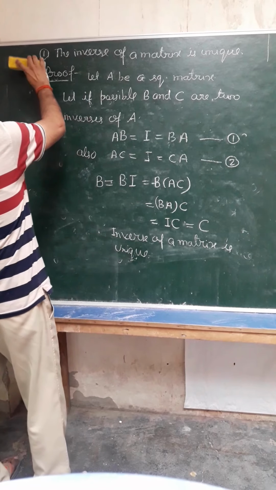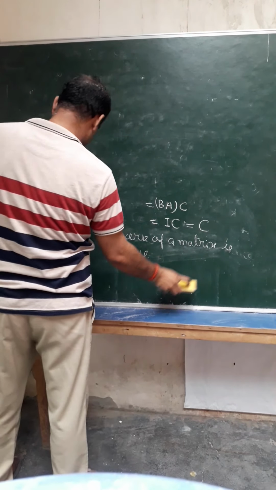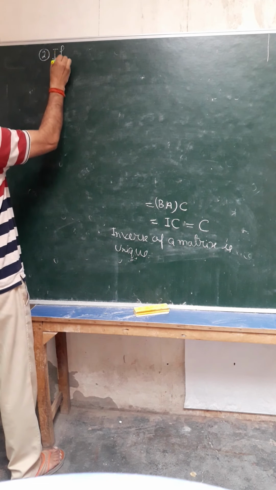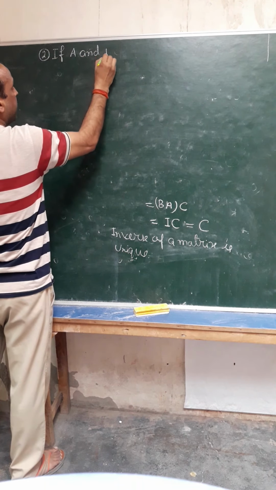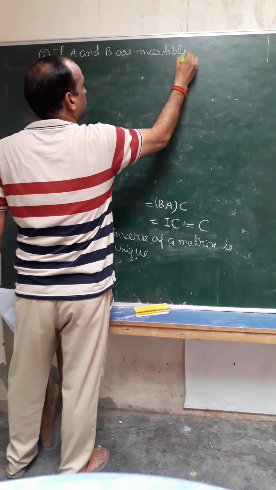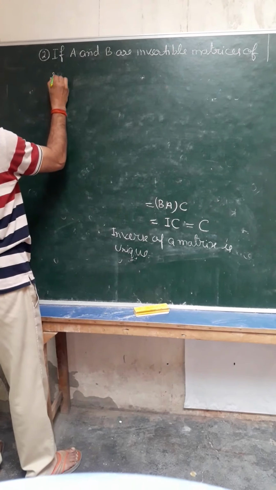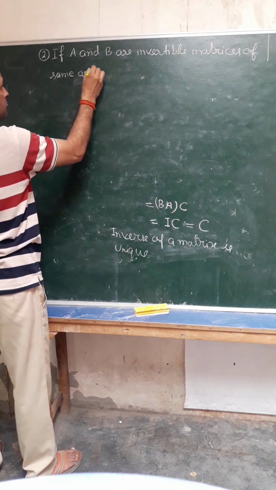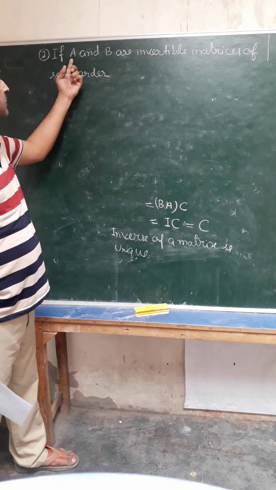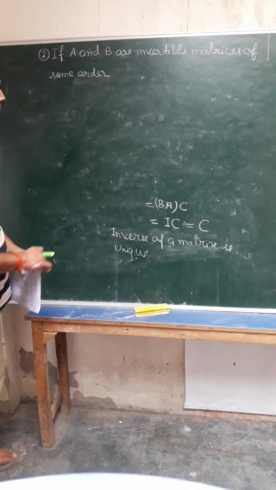Now come to the second property. If A and B are invertible matrices of the same order, means A inverse exists and B inverse exists, that it is possible to find out the inverse of A and B.